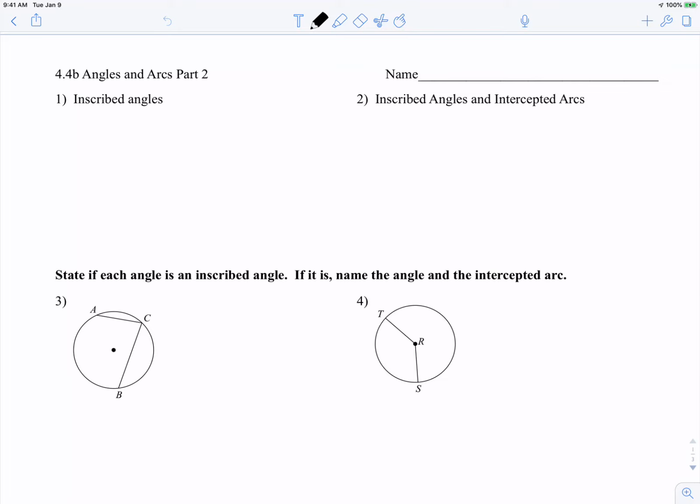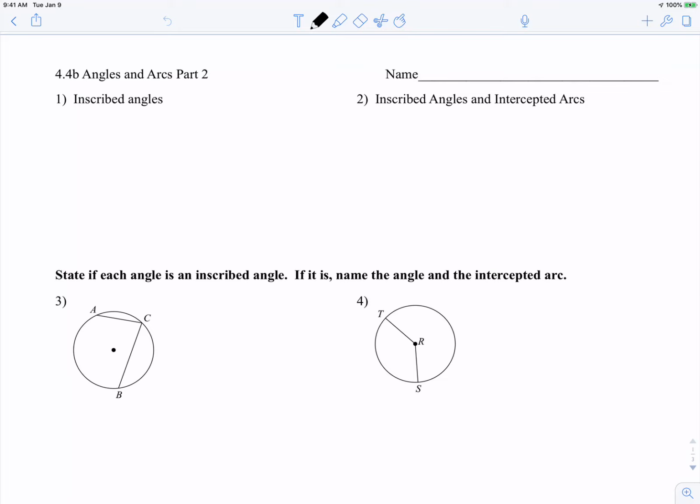So let's draw a circle. And here's the center of that circle. And let's say we put the vertex of an angle on the circle. So something like this. That is an inscribed angle. Okay, so an inscribed angle has the vertex on the circle, as opposed to a central angle where the vertex is at the center of the circle. Now the inscribed angle has its vertex on the circle. So I'm going to call this angle ABC, and that is the inscribed angle.